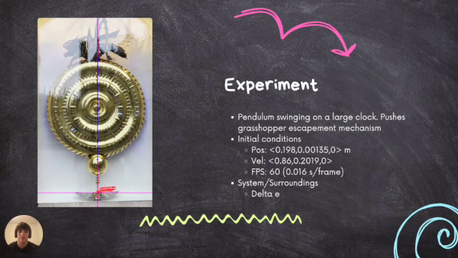The system of the experiment is the pendulum, and the surroundings are the earth, the hands of the clock, and the motor. The pendulum was observed to swing in the same path over and over again, so it appears that the total energy of the pendulum stays constant over time. The change in energy of the system of the pendulum should be equal to zero because the pendulum constantly swings in the same path if the motor is assisting it.